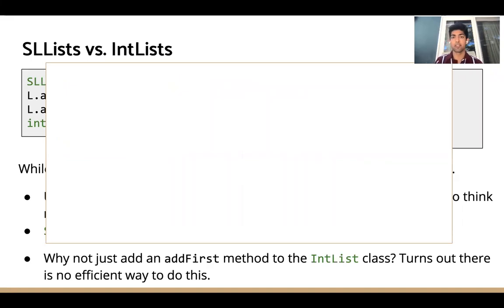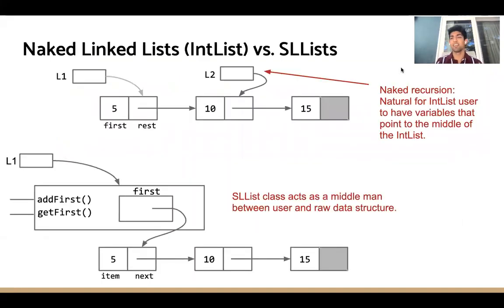Okay, so let's look at a visual of the same idea here. At the top, we're looking at the int list class, and if I give it to a user, this is how they would have to interact with it, right? They might have to store variables that point in the middle of the int list. It gets kind of confusing. On the bottom, on the other hand, we can see the SLList is like a middleman between the user and our linked list, our raw data structure, okay? And it makes it much easier for us to interact with this list that we have.